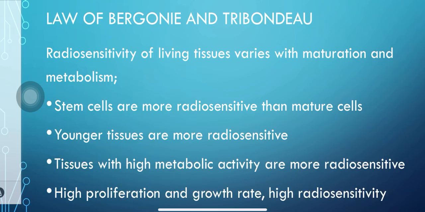Even on the level of the whole organism, children are more radiosensitive than adults. When children receive radiation, it brings about a much more profound effect than in adults. Also, tissues with high metabolic activity have more stem cells. So, for example, bone marrow and hair are much more radiosensitive than other tissues.